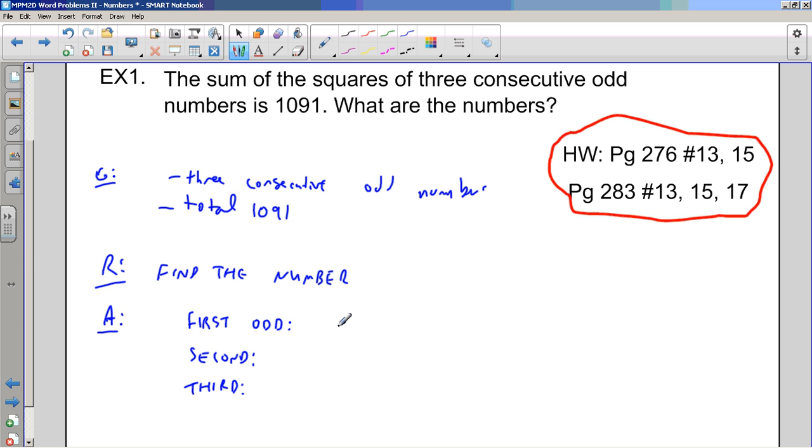Remember, I can't just let this be x, because x could be even or odd. Remember, if it was 2x, that would be an even number, and if we want an odd number, we're going to pick one that's right next to it. That's an odd number. Then what's the next odd number? Well, you might say 2x, right? Because the next number would be 2x. But if I want them all to be odd, then they need to be 2 apart. So I need to add 2 to this.